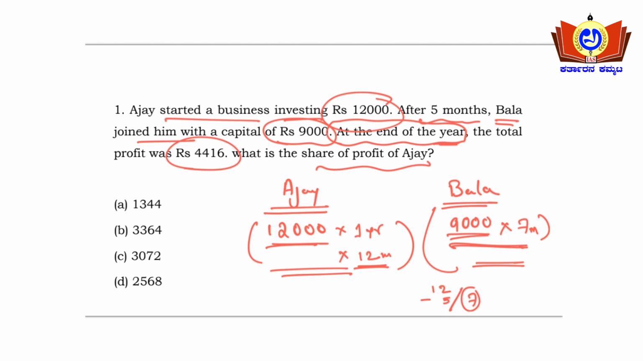The question asks: the total profit was 4,416, what is the share of profit of Ajay? I'll be solving it on the next page.